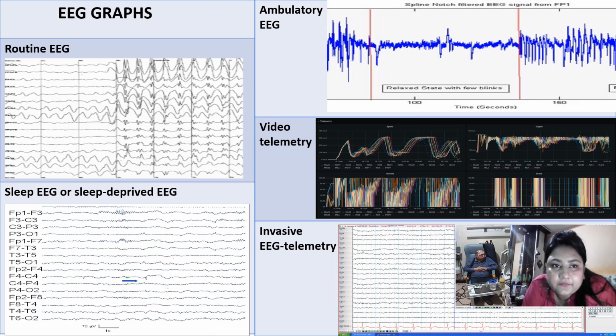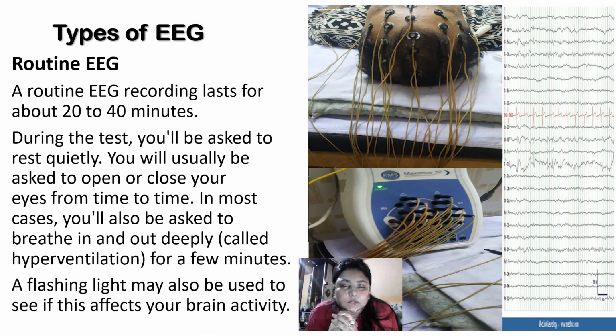There are 5 types of EEG. First one is routine EEG. Second one, sleep EEG or sleep deprived EEG. Third one is ambulatory EEG. Fourth one is video telemetry, and fifth one is invasive EEG telemetry. Now we will briefly describe the types of EEG.